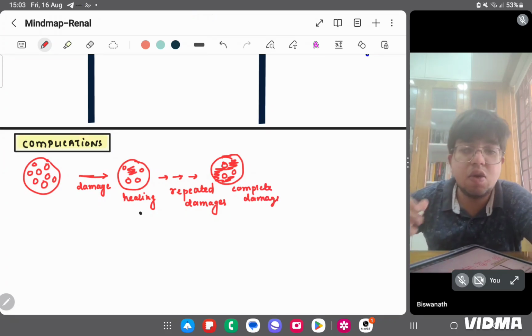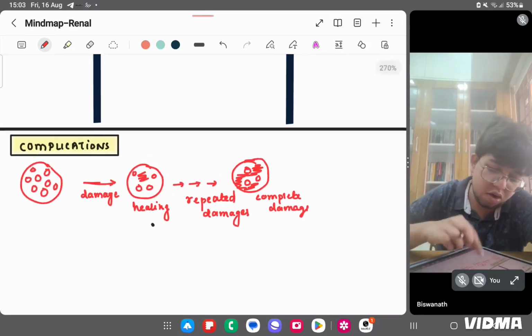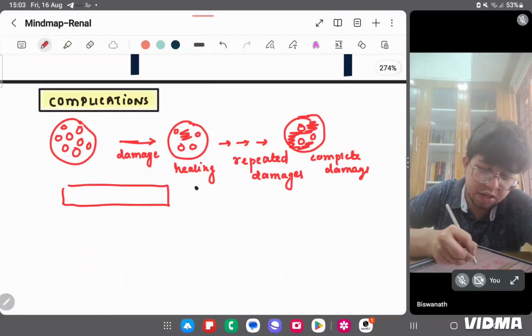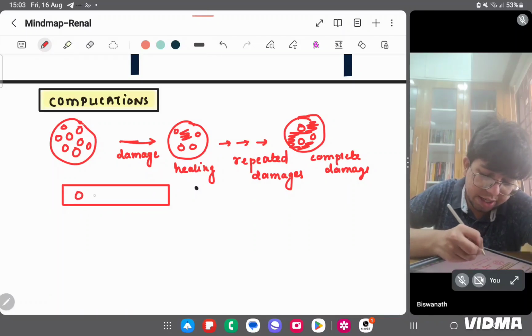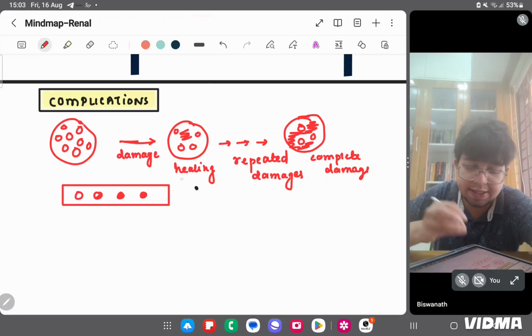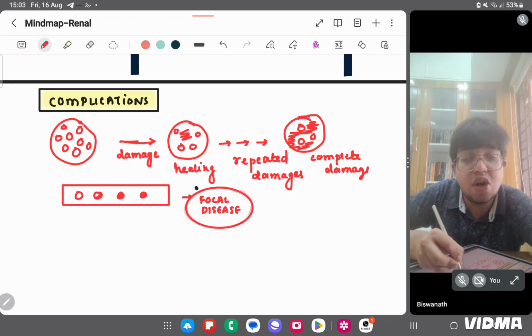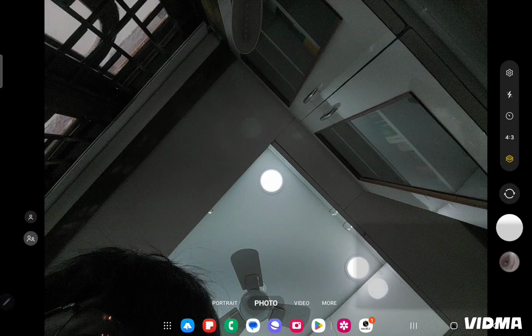So like this, the glomerulus, some are good, somewhat damaged. So if this is a section, like this is normal, this is half damage, this is complete damage, this is complete damage. So this is a focal disease. It is not a complete, it is not a global disease.